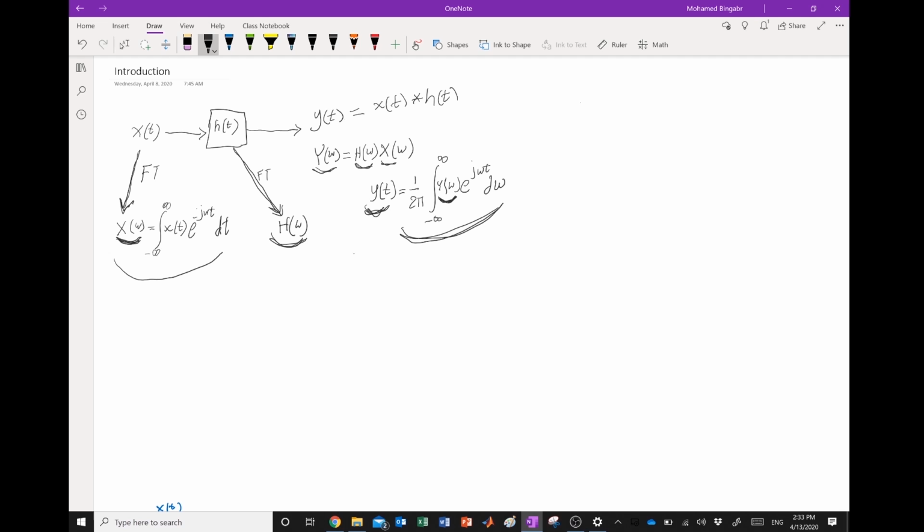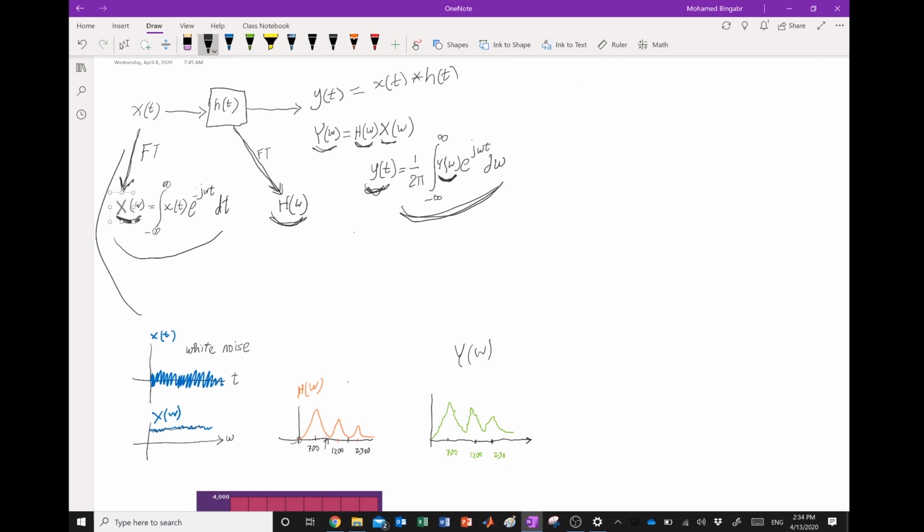So you just do the inverse Fourier transform of the output y of omega, you will get the output in the time domain. And one application of this: if I have the input x of t going to the system, which is just a white noise like shh, and it has many frequency components. If I do the Fourier transform of this signal, I get x of omega, which has many frequency components. And I take this input x of t to the system h of t that has a Fourier transform or a frequency response, which is this one.